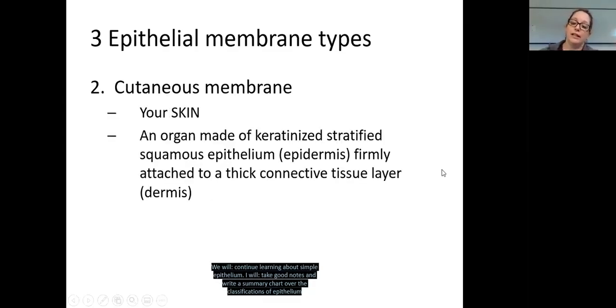Cutaneous membrane is your skin. It's an organ made of keratinized stratified squamous epithelium. Keratin is a protein. What that means is the top two layers of your skin are no longer living cells, but they are protein-embedded cell structures, basically. We took away the nucleus and all the cell organelles, and we just filled it up with protein that is firmly attached to a thick connective layer called our dermis at the bottom of all the cell layers.